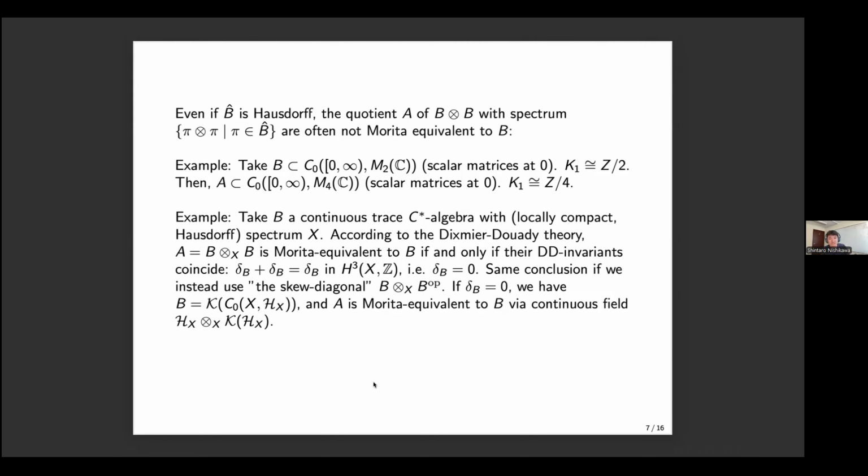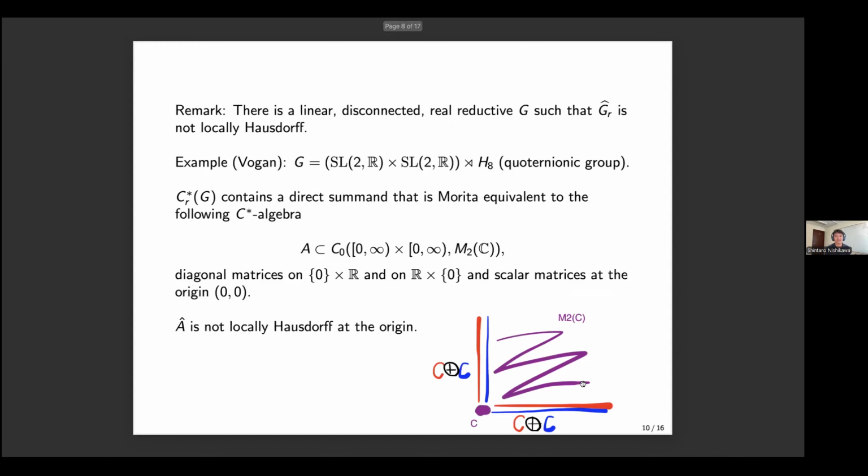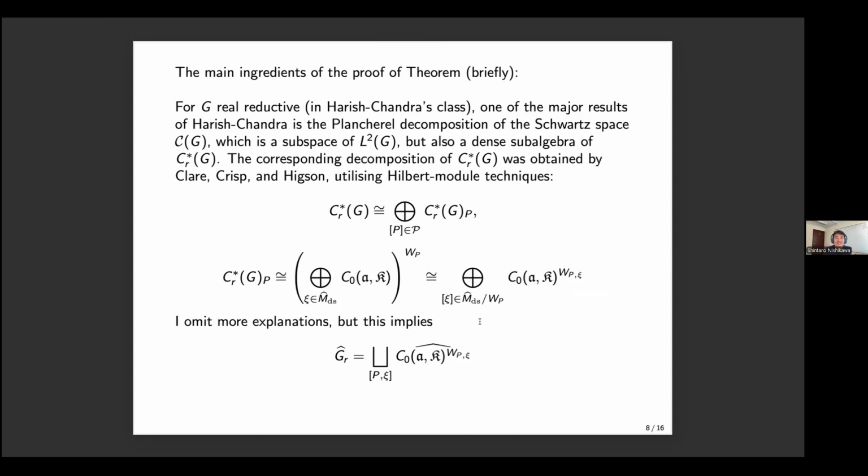So these 2 examples tell you a lot about the restriction for this pi tensor pi to be Morita equivalent to pi. Sorry, the original one. Okay, so I hope I may convince you that this is quite an uncommon property. But it's true for real reductive groups. And I will come back to this later. I think I had the wrong order.